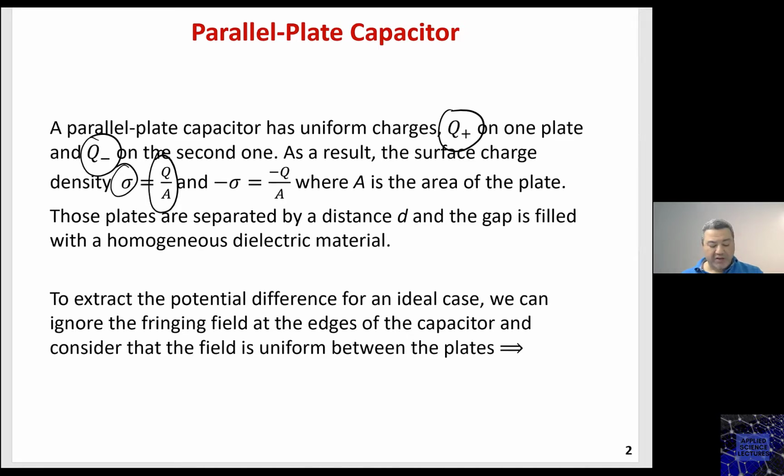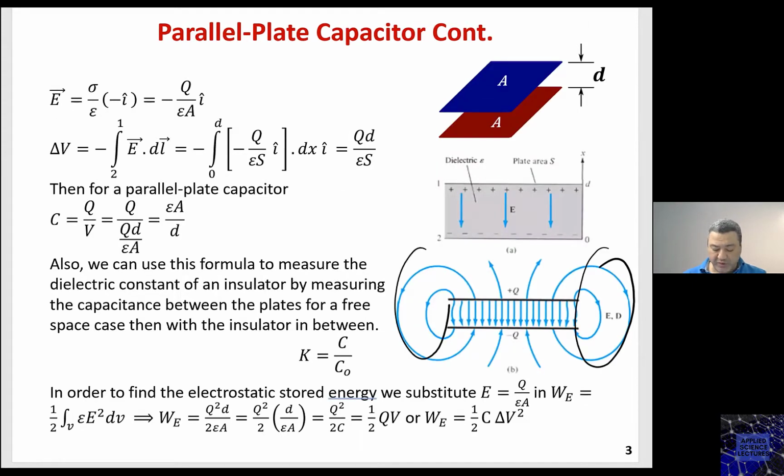Now, in order to extract the potential difference for an ideal capacitor, we will ignore the fringing field at the side. We will assume that it is an ideal capacitor. In this case, if we are to derive the potential difference between the two electrodes of the capacitor, then we will first of all orient the bottom plate with negative charges, and then, for example, the top plate here with the positive charges. Now we have the electric field, as you can see, pointing downward.